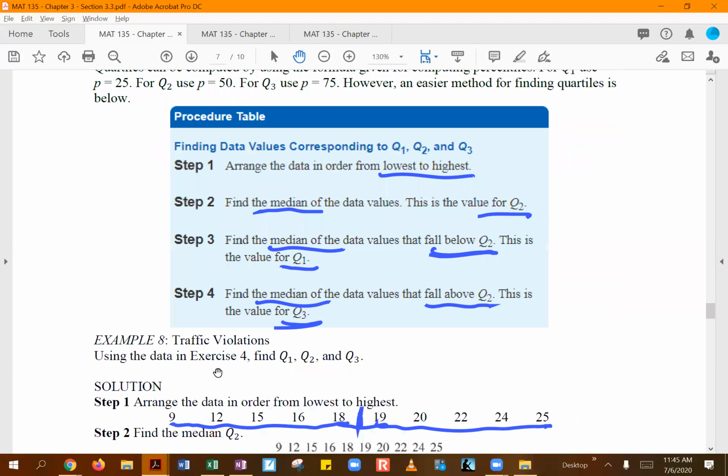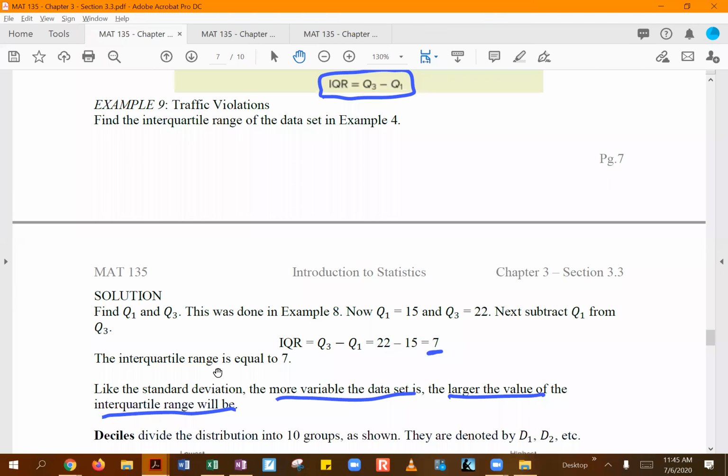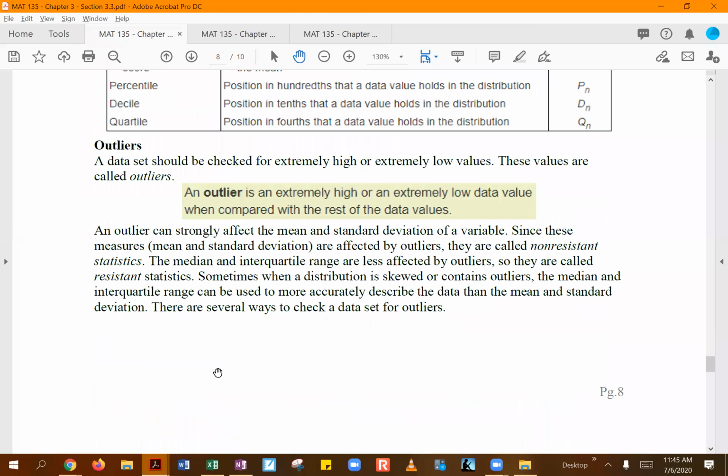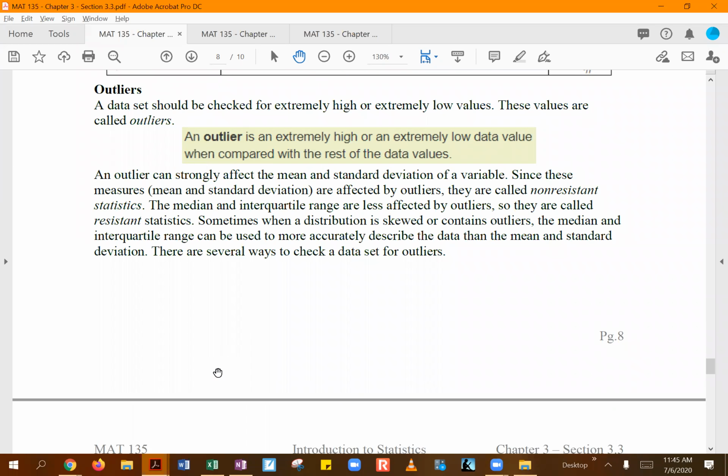Now, one of the other things that helps us in this measure of position is also how an outlier affects our calculations. Any extreme high or extreme low value is what we call an outlier, compared to the rest of our data set. They're saying an outlier can strongly affect the mean and standard deviation of the variable. And we saw some of those examples in sections 1 and 2. They're saying since the mean and the standard deviation are affected by outliers, they are called non-resistant statistics.